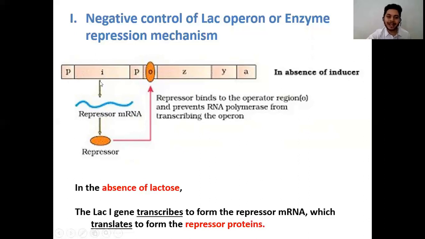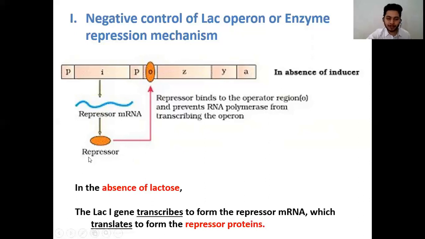So this lac I gene is going to get transcribed and is going to form my repressor mRNA. Further, this repressor mRNA is going to get translated to produce my repressor proteins. So now the function of the regulatory gene has been accomplished. So the regulatory gene LAC-I is going to produce my repressor proteins.